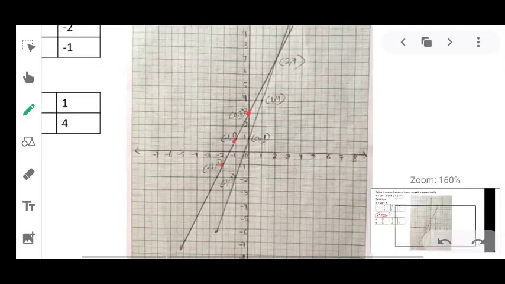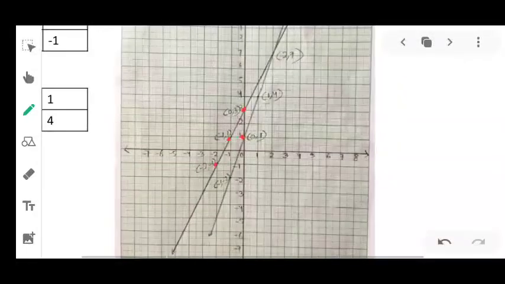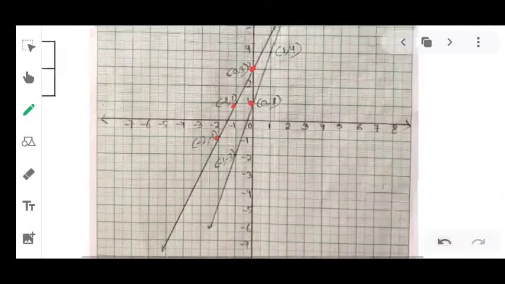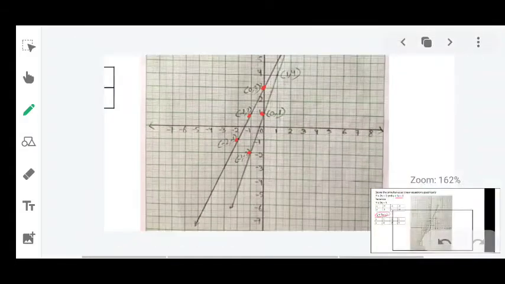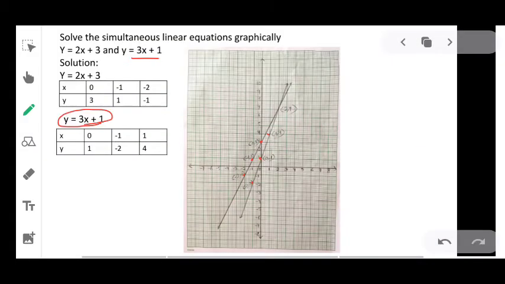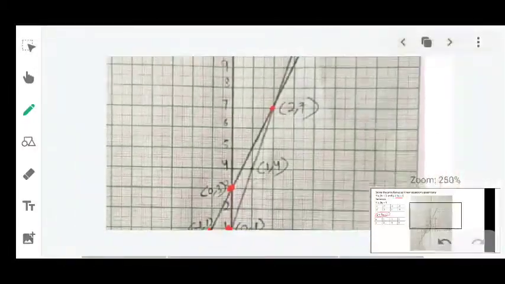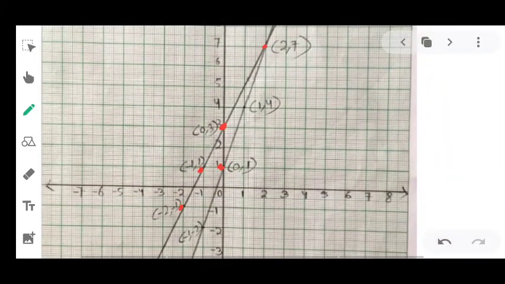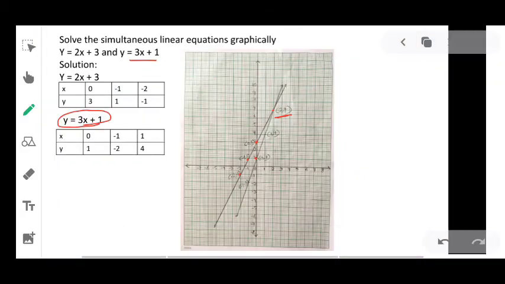So 0, 1. This is 0, 1. Then minus 1, minus 2. This is minus 1, minus 2, and this is 1, 4. Now join these 3 points and produce it. Now these 2 lines intersect at a point. So this is the point. Now find out the coordinates of this point, and the coordinates of this point are 2, 7. So 2, 7, that means x equal to 2 and y equal to 7. This is the solution for this simultaneous linear equation.